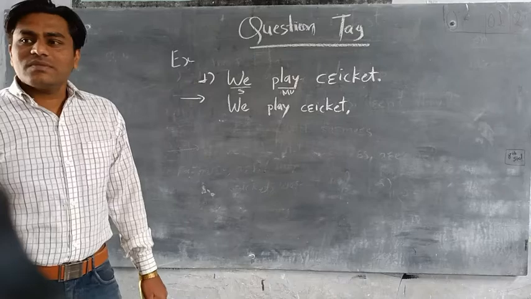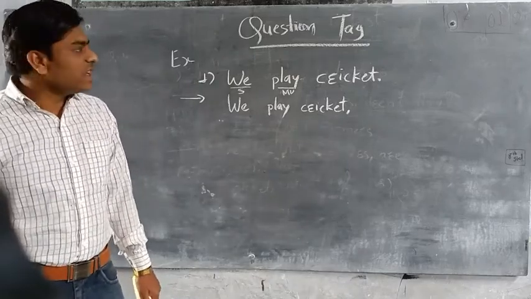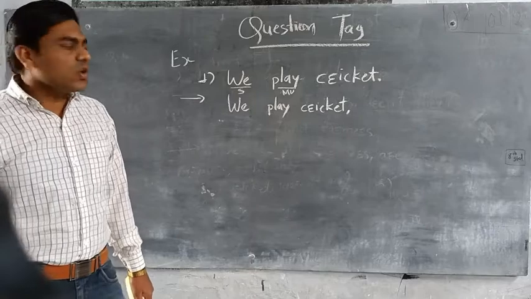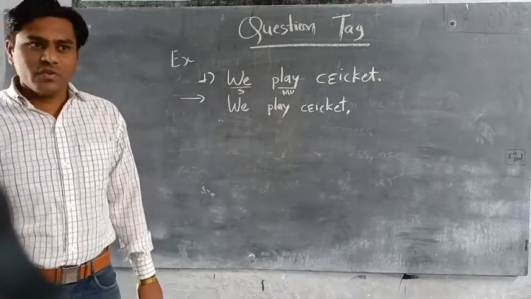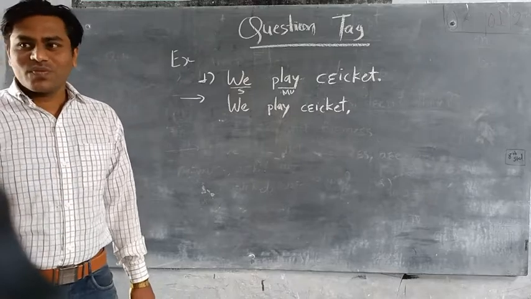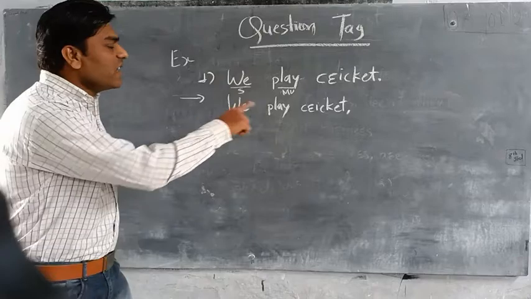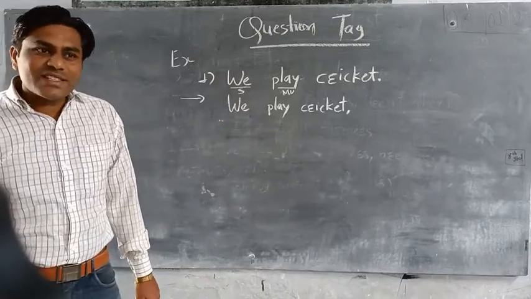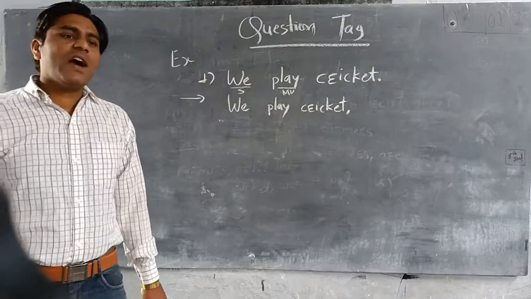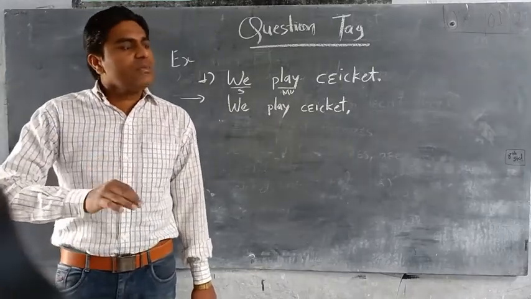Now we have to use the do form because there is no auxiliary verb. In which tense is the sentence? It is in present. So with we, which do form can we use? We do. So do is there. But this sentence is in positive form, and our rule says that when we see a positive sentence, we have to make a negative question tag.